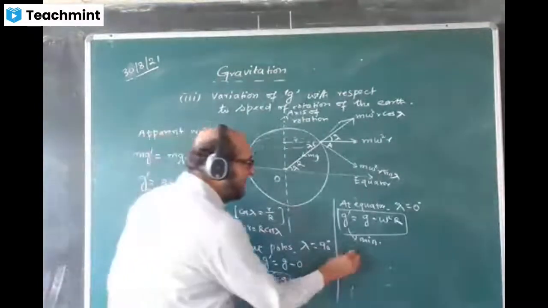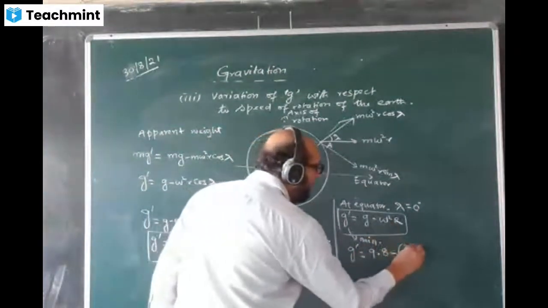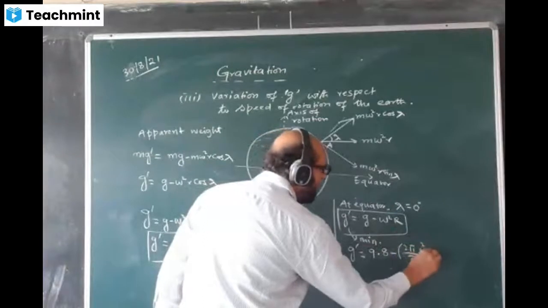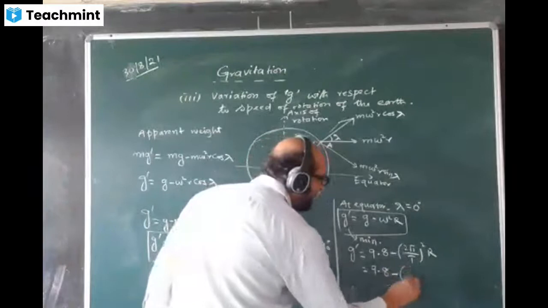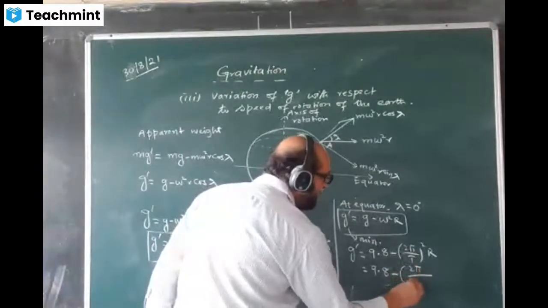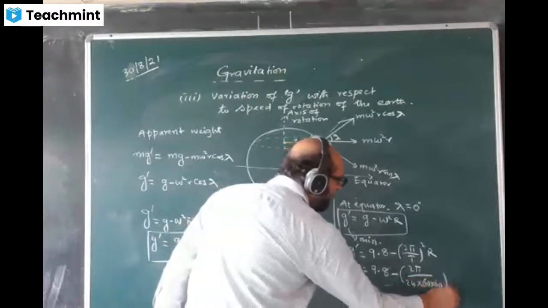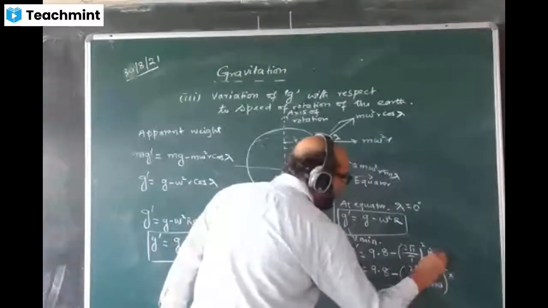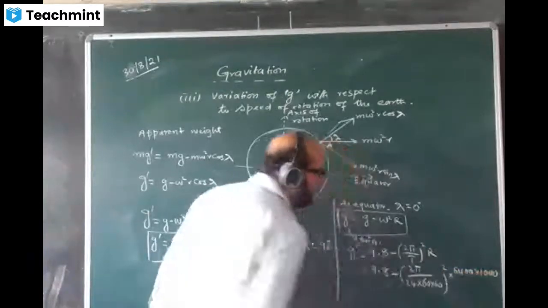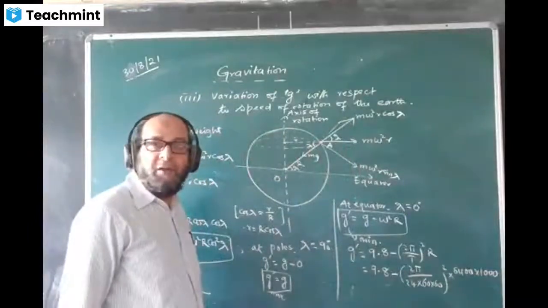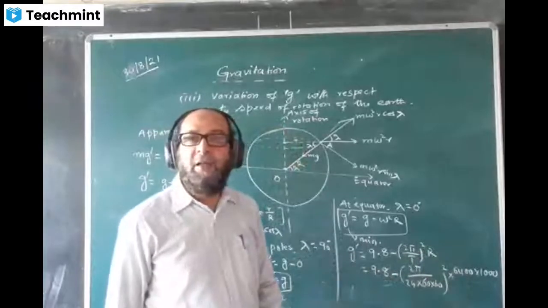We can calculate the answer also. G dash value will become 9.8 minus omega squared into R, that is, 2 pi by T squared into R. Next line we can add: 9.8 minus 2 pi by time period, which is 24 into 60 into 60, 24 hours we are changing in seconds, squared, into radius, which will be 6400 kilometer into 1000, changing in meter. Radius of the earth value is 6400 kilometer. Using all this in a calculator, you can verify the value of G.